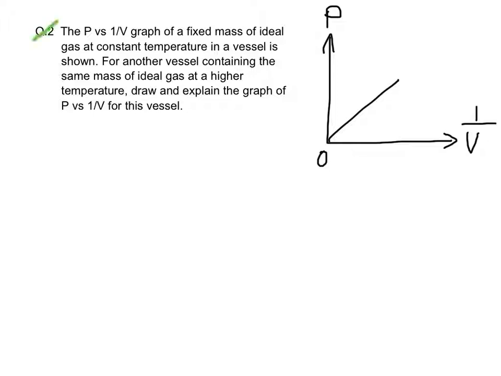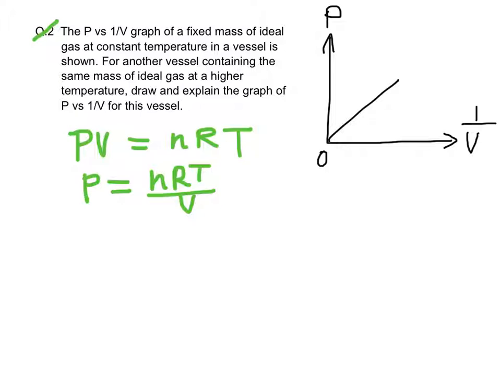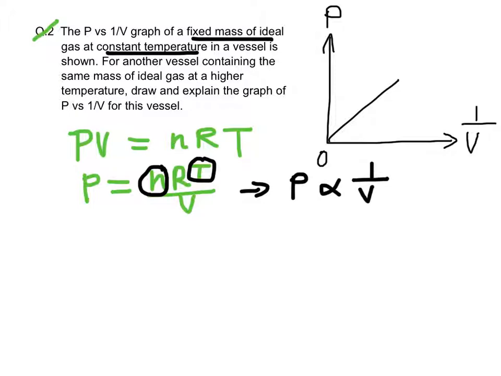Now study question number 2. By using the equation of state, we have PV equal to nRT, or P equal to nRT over V. For constant temperature T and fixed mass of gas, that means the number of moles of gas is also constant, we have the pressure of the gas proportional to 1 over V. The graph of P against 1 over V is a straight line passing through the origin, and the slope of this graph is equal to nRT.